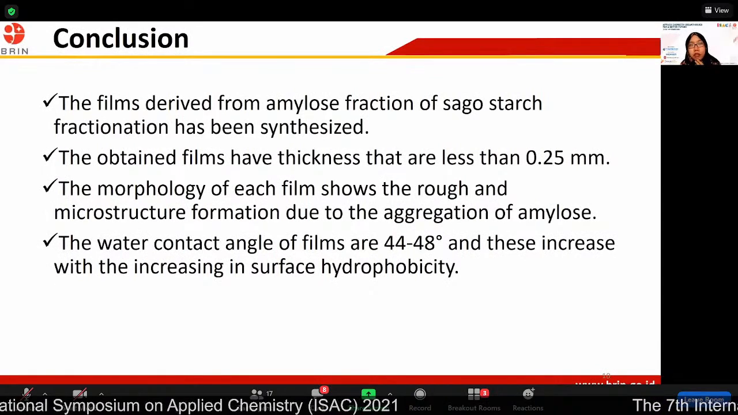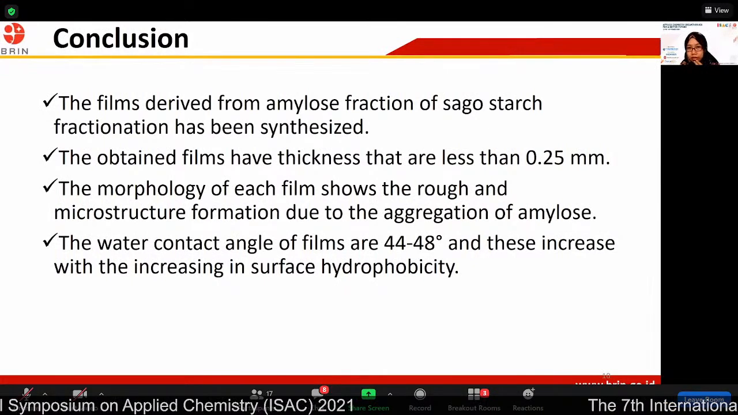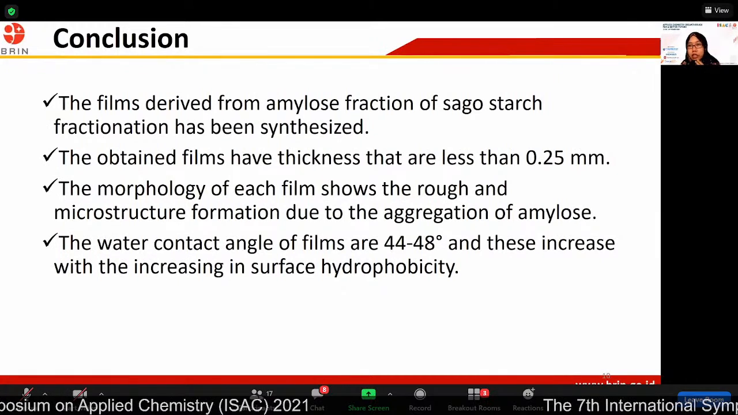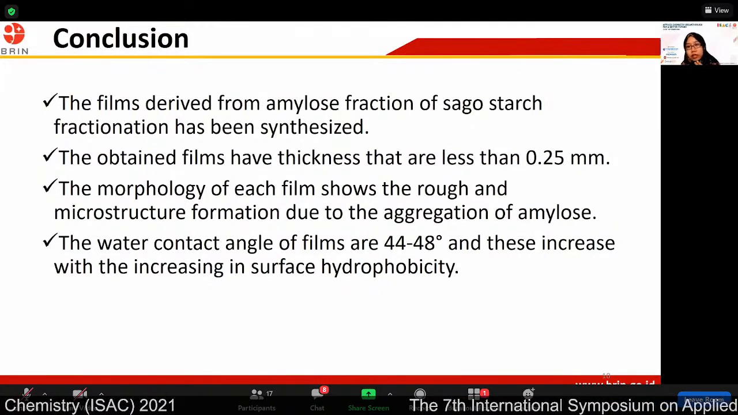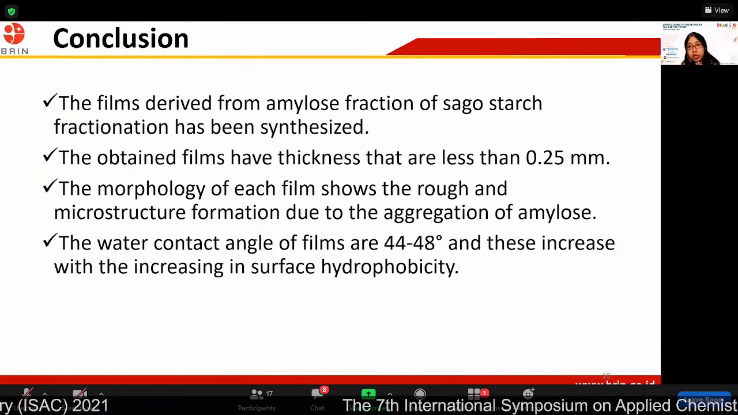And as our conclusions, the film that derived from the amylose fraction of sago starch fractionation has been synthesized. And then the obtained films have a thickness that is less than 0.25 millimeters. And also the morphology shows the rough and microstructure formation due to the aggregation of the amylose. And then the water contact angle resulted in 45 until 48 degrees, and it increases along with the increase in the surface hydrophobicity.